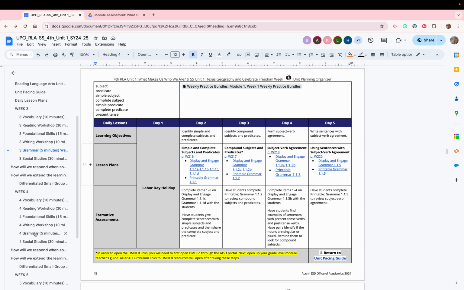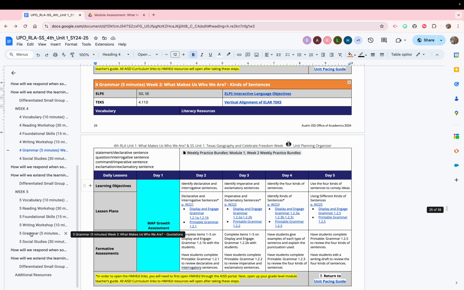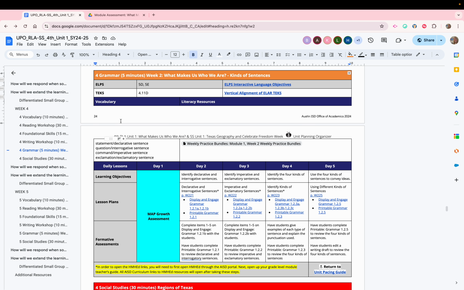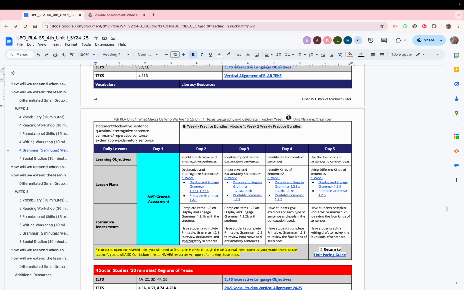So just as an example, let's click on week 4, grammar. We can see the same top box with information, and then the daily lessons set up the same way. And this is types of sentences, and so I see that you're spending 1 day on declarative and interrogative sentences, 1 day on imperative and exclamatory sentences, one day on identifying kinds of sentences, right? So they're bringing it together and then applying it using different kinds of sentences.